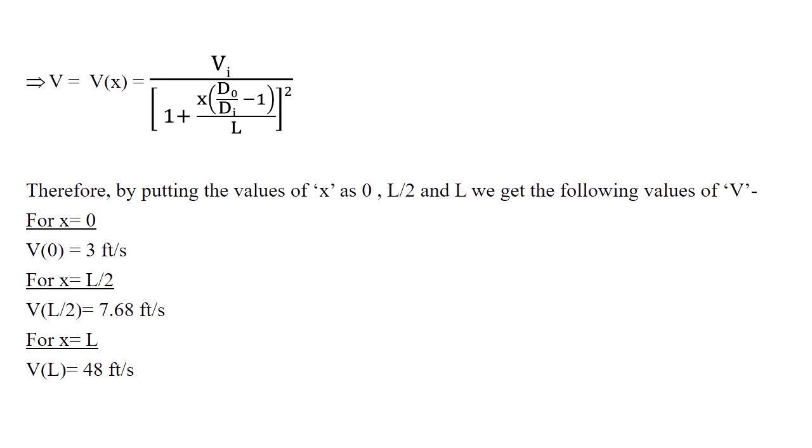Now by putting the values of x as 0, L by 2 and L, we will get different values for V. So for x equal to 0, the value of V is 3 feet per second. For x equal to L by 2, the value of V is 7.68 feet per second, and for x equal to L, the value of V is 48 feet per second.